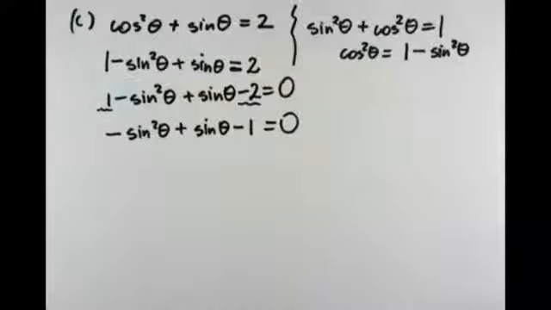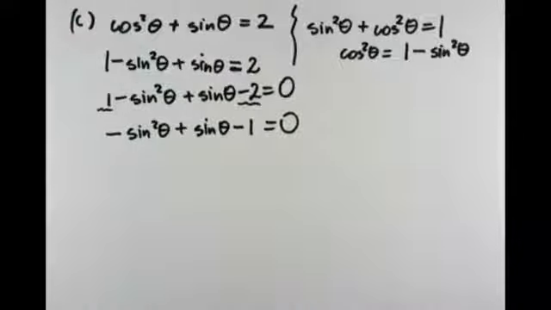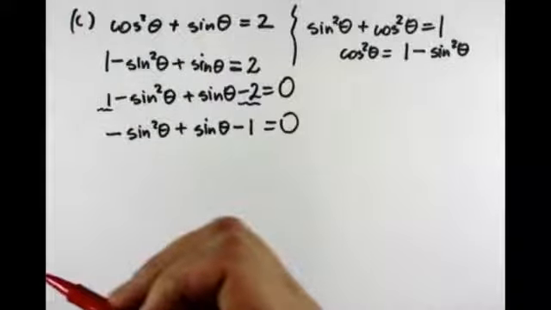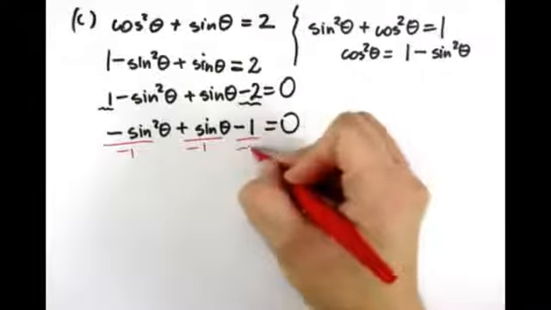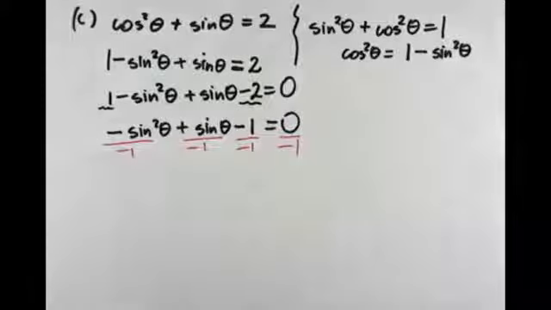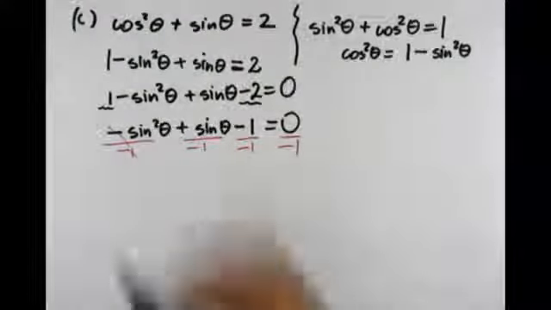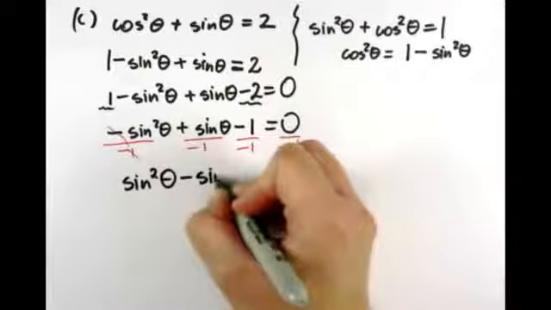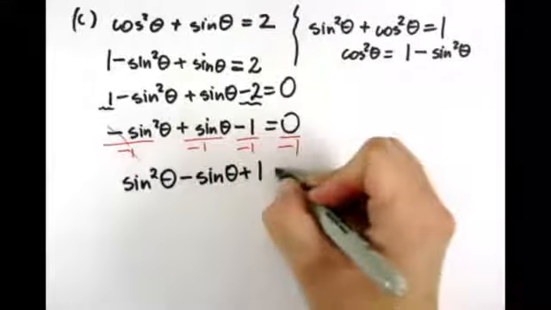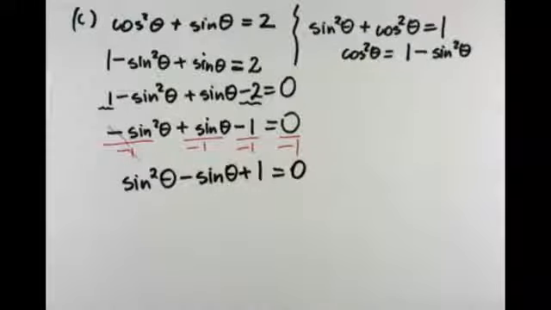Now we do need to factor this. Let's divide each and every term by minus 1, because we don't like that minus right here. So divide by minus 1, divide by minus 1, divide by minus 1, divide by minus 1. So minus 1 and 1 cancel out. So we have sine squared theta minus sine theta, minus minus gives me plus, equal to 0, since 0 over minus 1 is 0. Now we need to factor this.